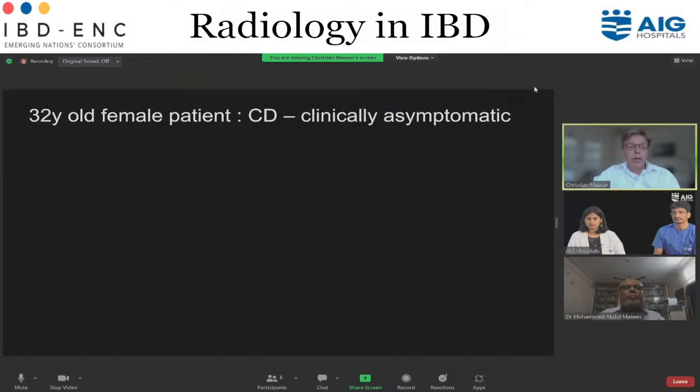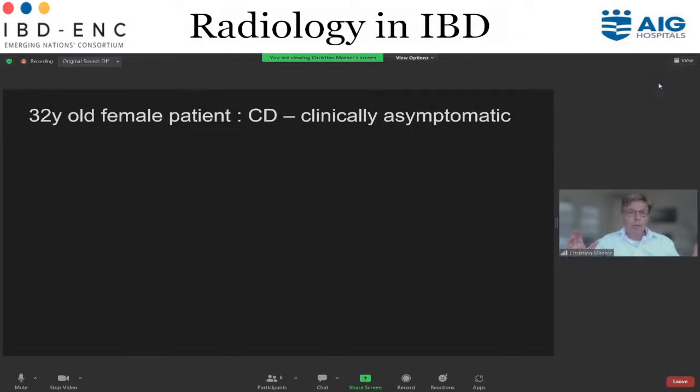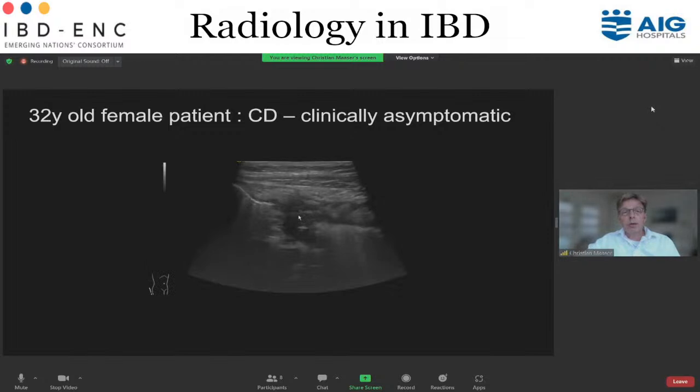Let me show you one example. That's a 32-year-old female patient. She has Crohn's disease. She's clinically asymptomatic. She came to my IBD clinic. I didn't see her for a year. She is on immunosuppressive therapy. She was sitting across from me and saying, I'm doing absolutely fine. No symptoms, normal stool frequency, no abdominal pain, no fever, nothing. In normal routine care, you probably would draw blood and maybe look for a stool sample and then usually continue therapy. Now, since she wasn't in our IBD clinic for some time, we performed intestinal ultrasound.